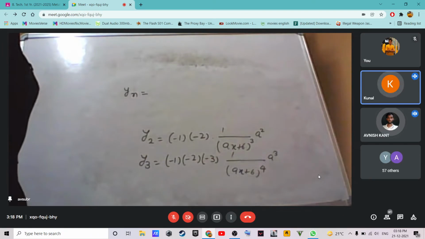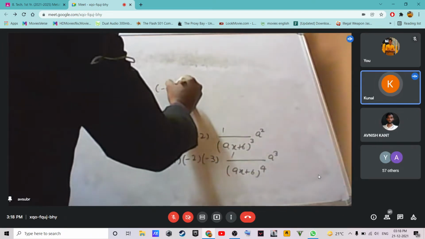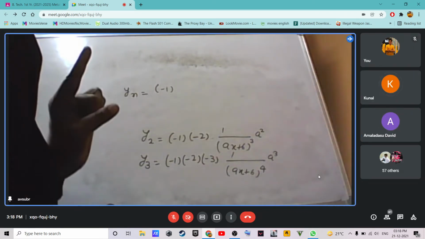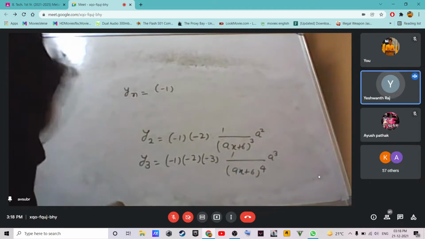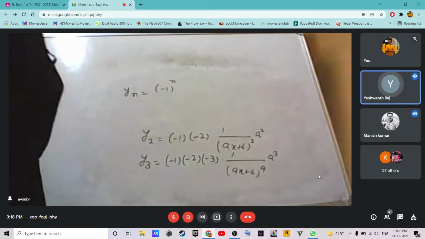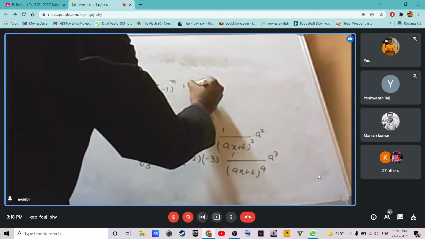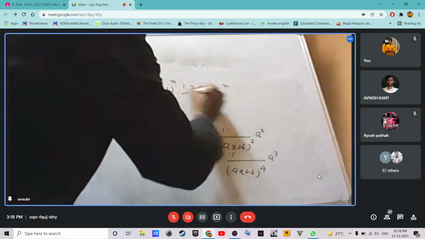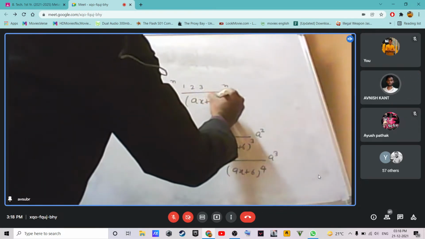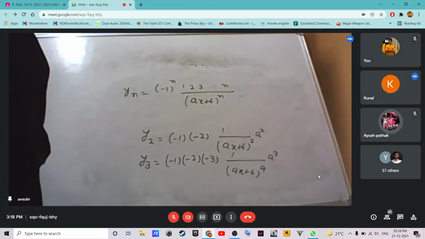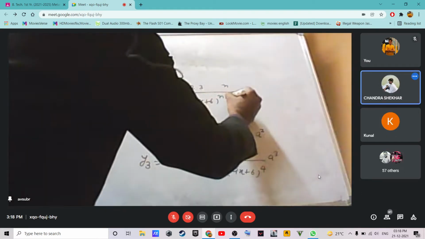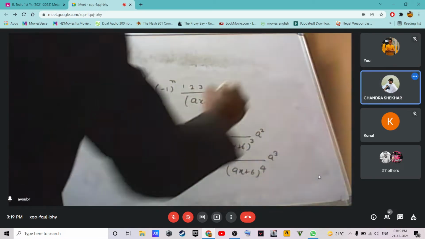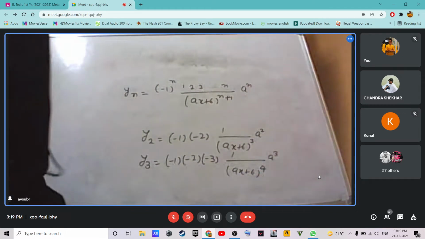Minus 1, minus 2, up to minus n, and 1 by ax plus b the whole to the power minus n. So this will be minus 1 raised to the power n, times 1, 2, 3 up to n, that is n factorial, times a to the power n, divided by ax plus b the whole to the power n plus 1.